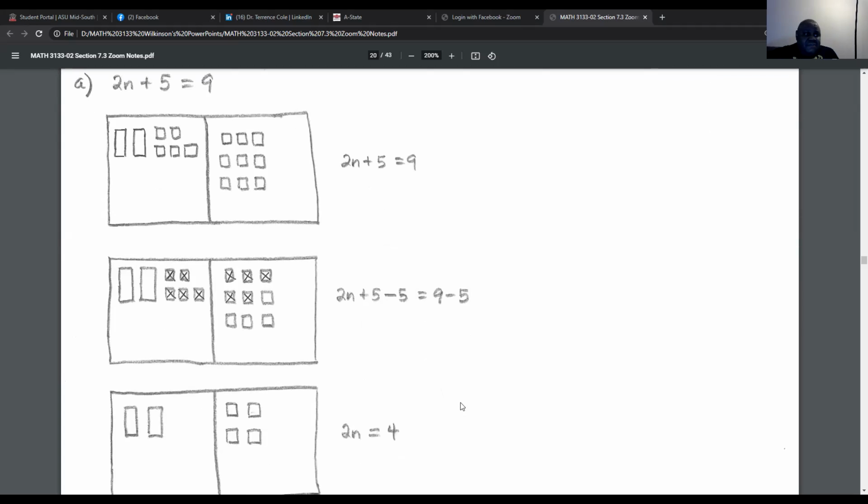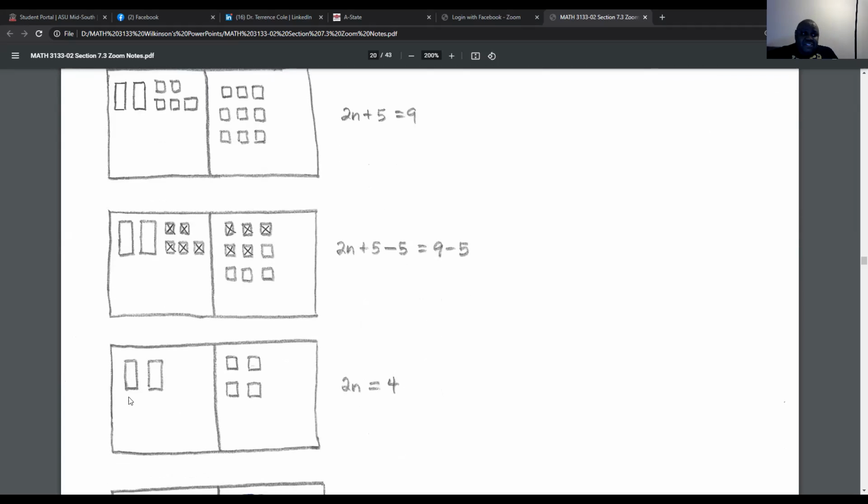And then next, I'm going to be left with just 2 n tiles on the left side. And if I eliminate those 5 one tiles on the right side, I'll be left with 4 one tiles. So that's 2n equals 4.